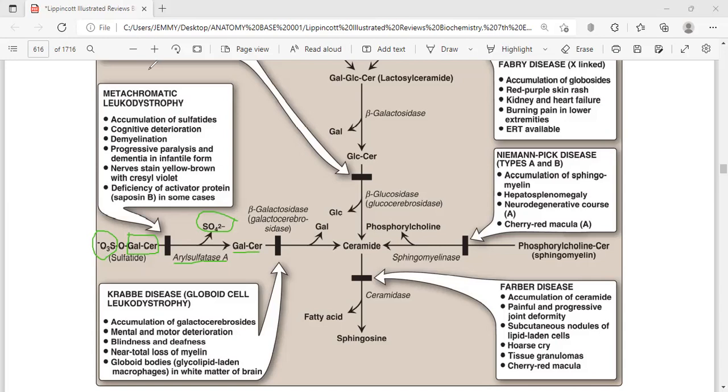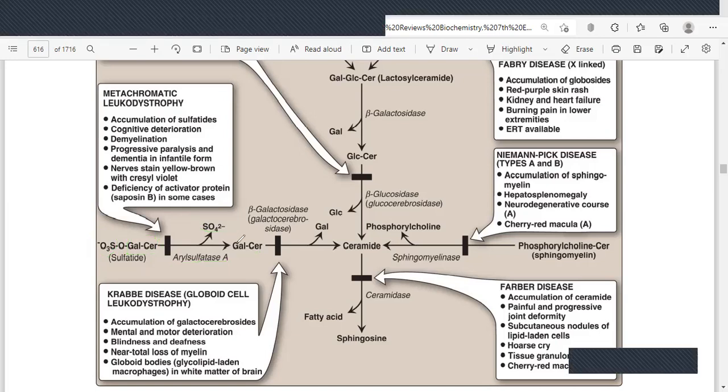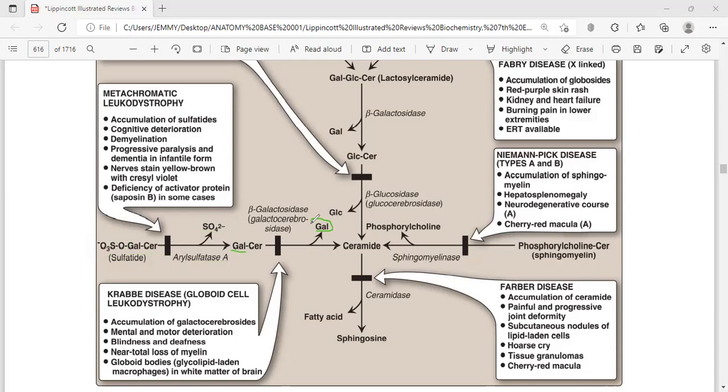That is a stain. It can be caused not only by deficiency of arylsulfatase A, but you can also have deficiency of the activator protein. The activator protein of arylsulfatase A is known as saposin B. So that is that. Then after forming the galactocerebroside, it is cleaved by galactocerebrosidase. We remove this galactose here, the one coming out, to form your ceramide.